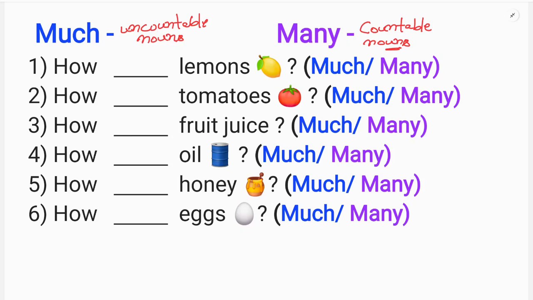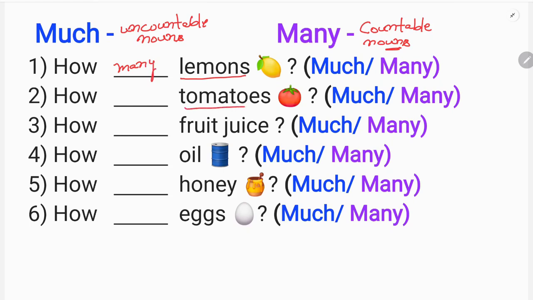So our first question is, how blank lemons? So here we have lemons. Lemon is a countable noun. So whenever we have countable noun, we use many. How many lemons?